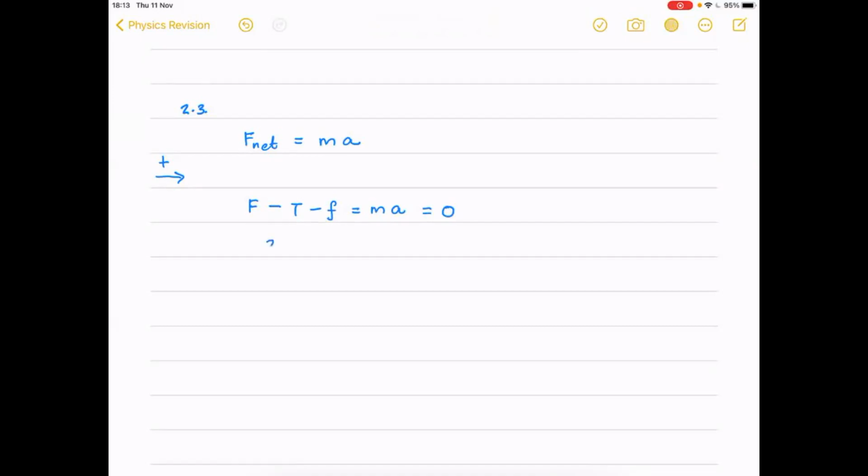So the force is 29.6 newtons minus the tension, which we are trying to calculate, minus the frictional force, which was given to us, is equal to 0. Here we can just see that the tension force is just equal to 29.6 minus 10, which is 19.6 newtons. So that's the first part.